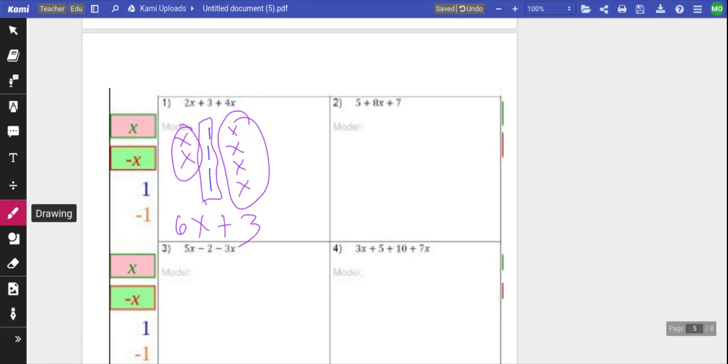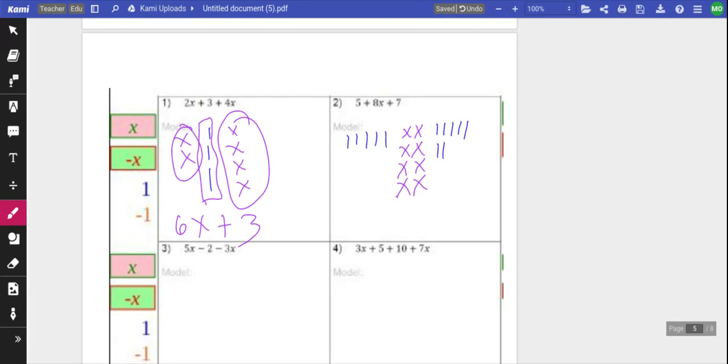Okay, now let's go on to number 2. Let's model 5 plus 8x plus 7. I have 1, 2, 3, 4, 5. And then for my 8x's, we've got 8 of them: 1, 2, 3, 4, 5, 6, 7, and 8. And now it says plus 7 more: 1, 2, 3, 4, 5, 6, 7.